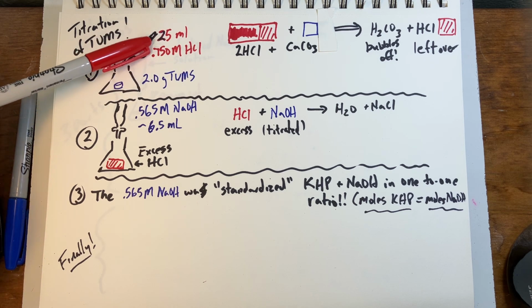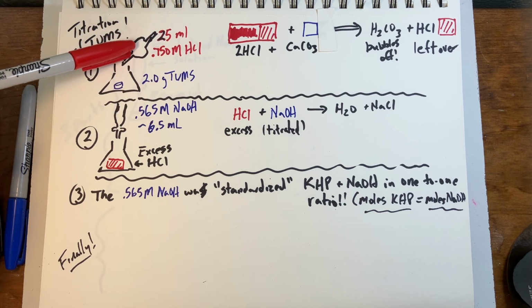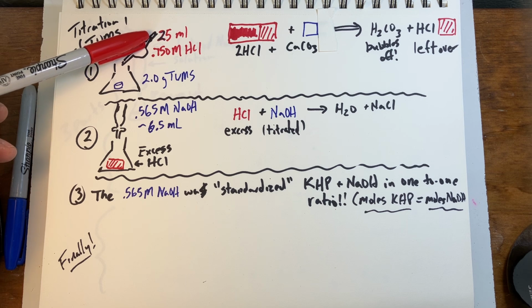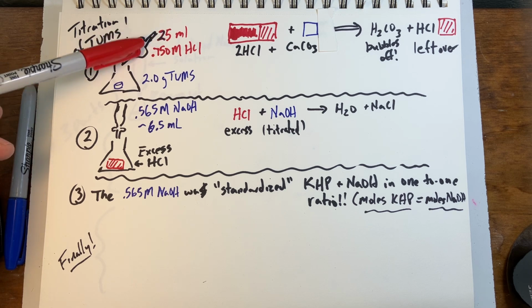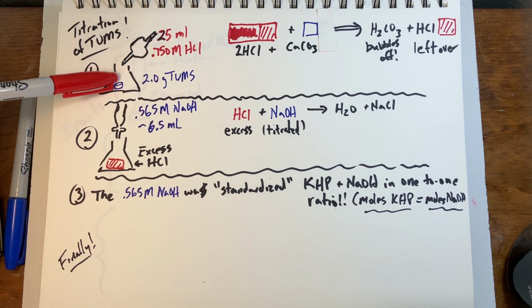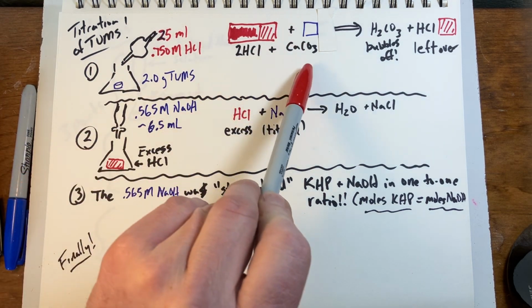This little part here is where most of the solution will be, and there's a little line right at the top that you fill up this pipette all the way to that line, and you'll have exactly 25 mL. It's called a volumetric pipette. Anyway, you dispense that into this Erlenmeyer flask that has the Tums, and pop, pop, fizz, fizz, so what a relief it is, you get this reaction.